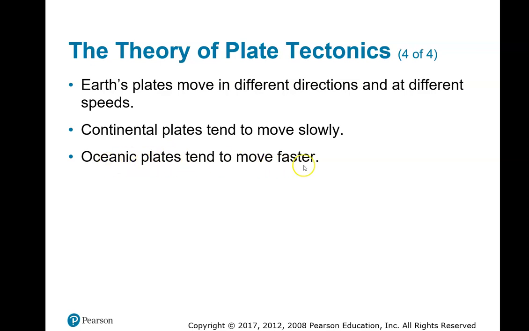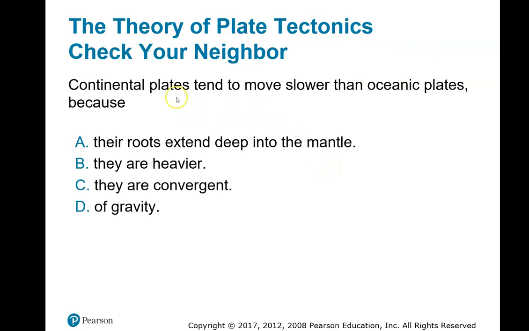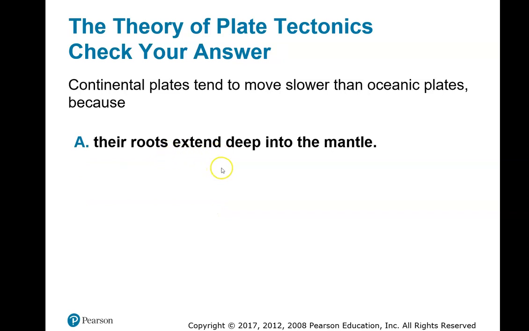The ocean plates move much faster. All right, so continental plates tend to move slower than the ocean plates because, well, I just kind of gave it away. Their roots extend deep into the mantle, right? They're certainly not heavier. They can be convergent, that's true, but that's not why they're moving slower. And certainly not because of gravity. All right, so A is the right answer.